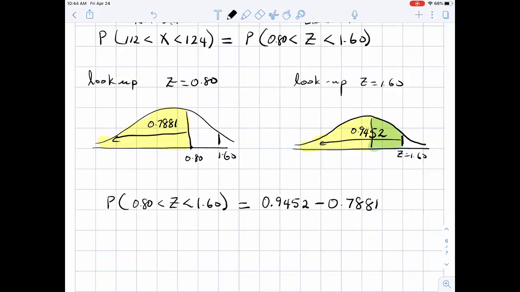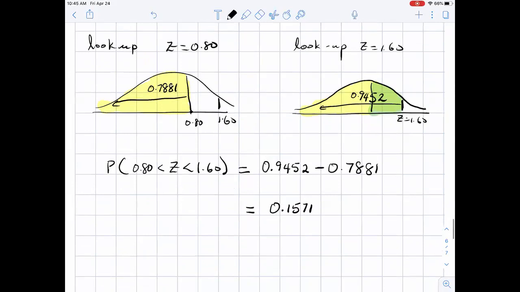Johanny, all right? Yeah. So what's the answer here now? What is 0.9452 minus 0.7881? 0.1571. So the probability here is equal to 15.71%, right? So you could either write it as decimal or percent.